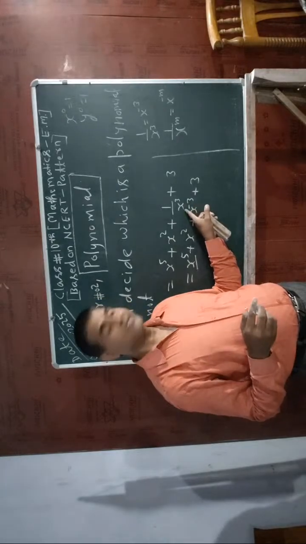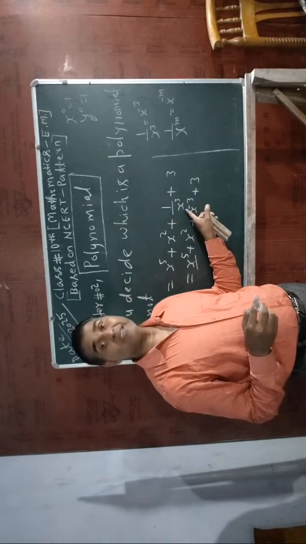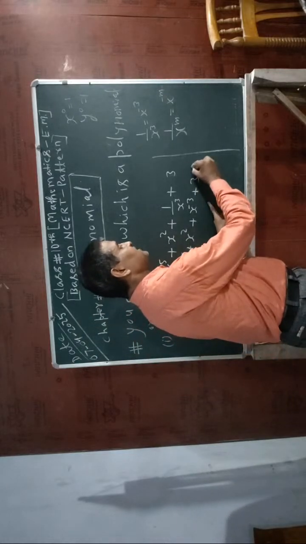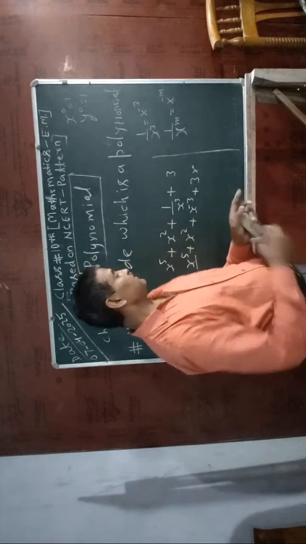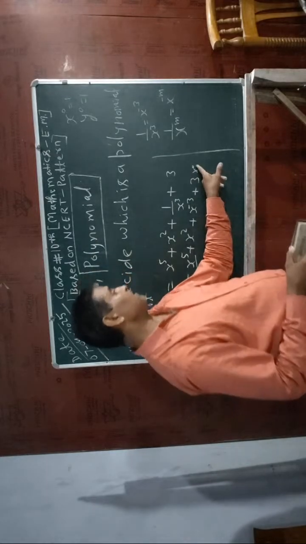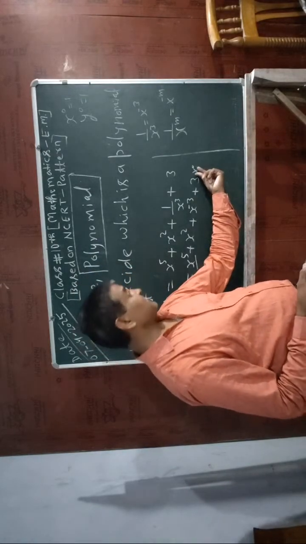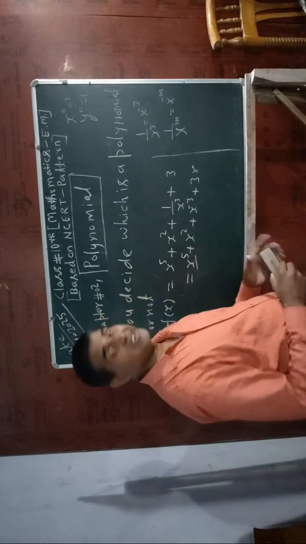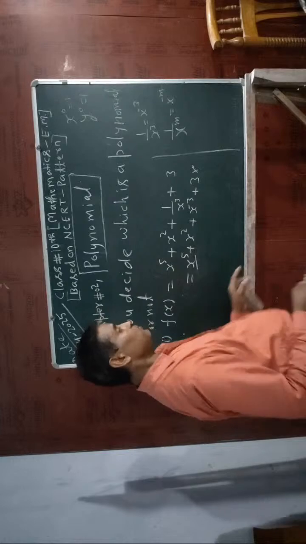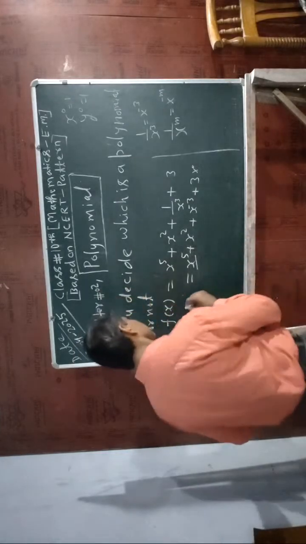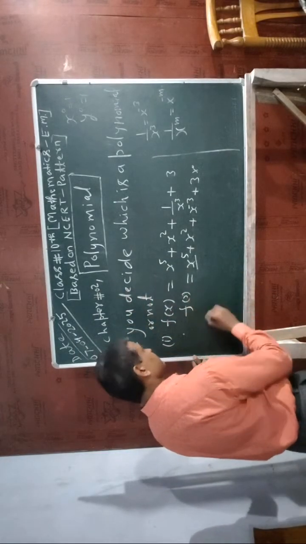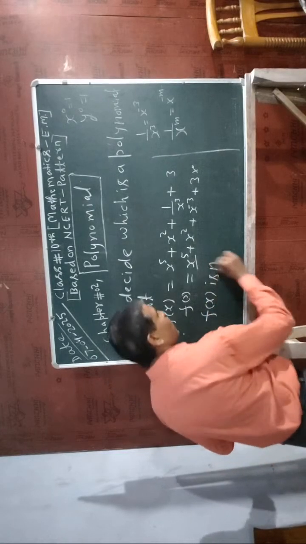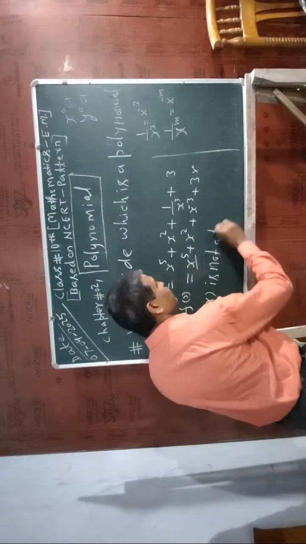So we will say this is not a polynomial. And the constant term has x to the power 0. If any term has a negative power, I will say that f of x is not a polynomial.